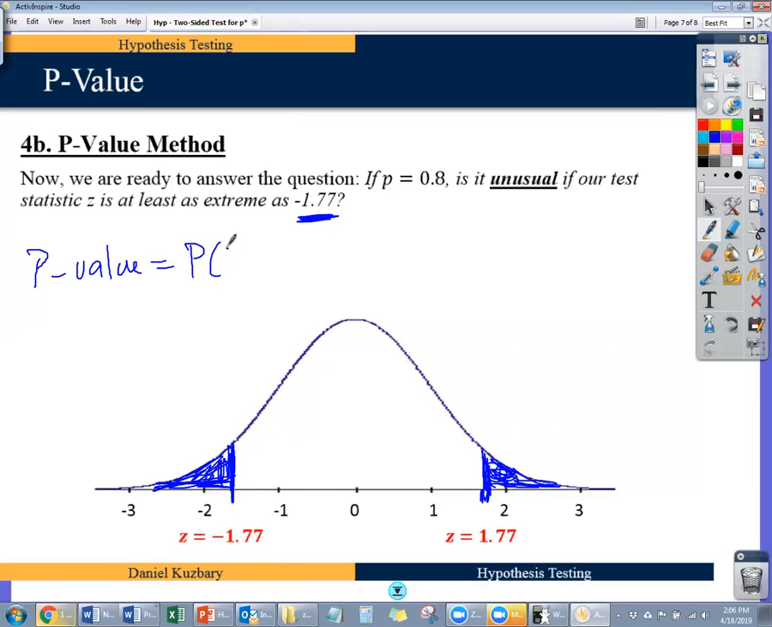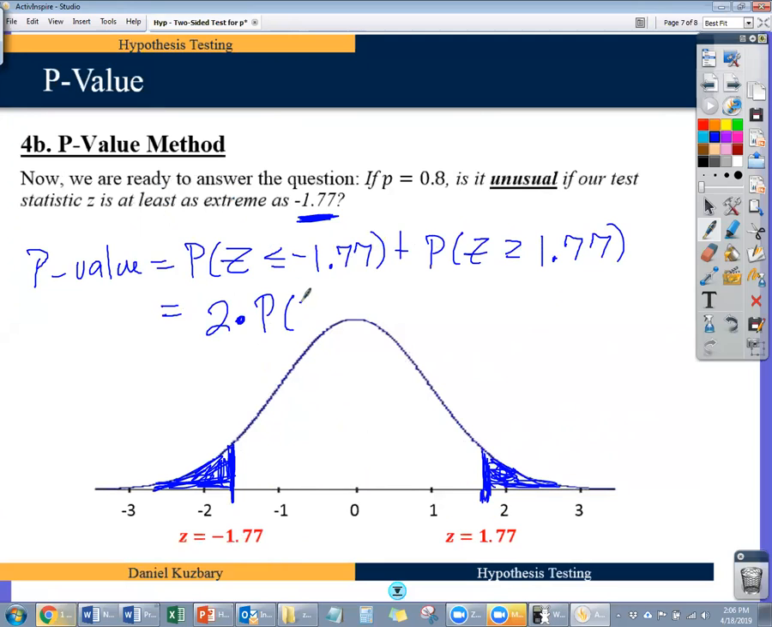So the p-value is the probability that z is less than negative 1.77 plus the probability that z is greater than 1.77. So those two tails. Since these have opposite starting points but are related, let's agree that they have the same area. If we just find the area of one, it can be done. So let's say this is equal to 2 times the probability that z is less than or equal to negative 1.77. If I find this left region and double it, I have my p-value. Or you can find both separately and add them together, but I'm just going to double this one.